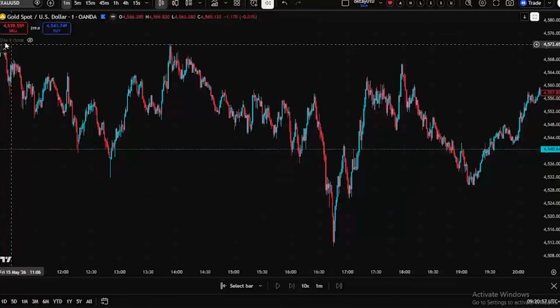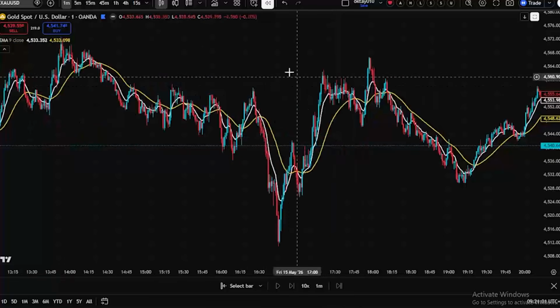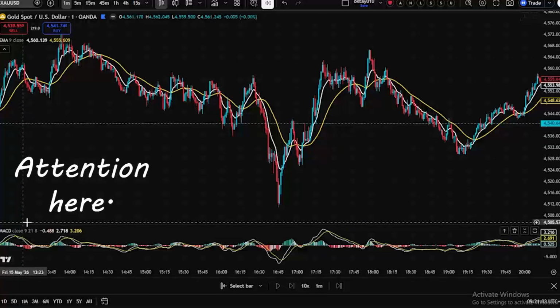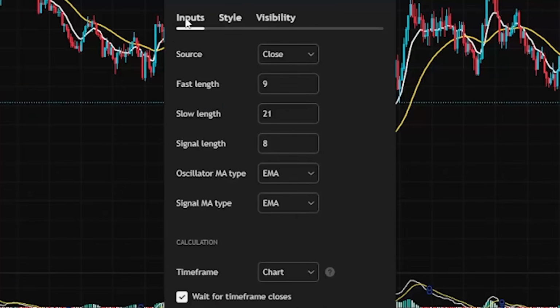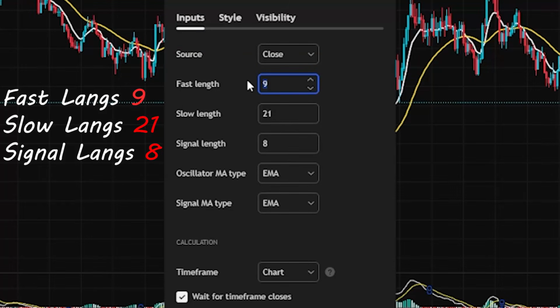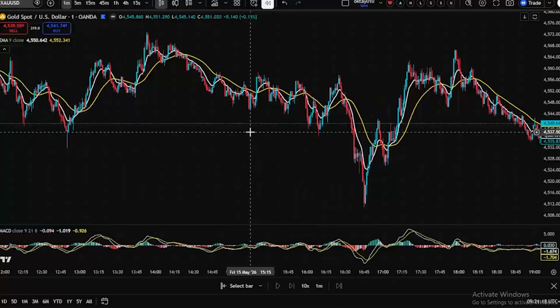Very quickly, add EMA 9.21 to the chart, leave it as is, nothing else is needed, and let's go to the MACD, which is important. Let's quickly go to the settings. MACD, fast length, fast average: 9. Slow length, slow average: 21. Signal length, signal line: 8. These are important things to remember.